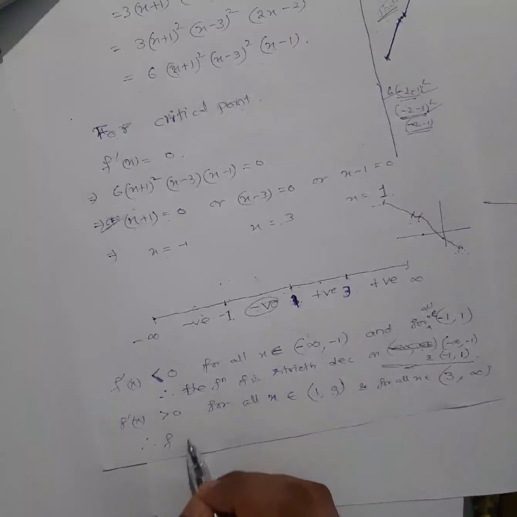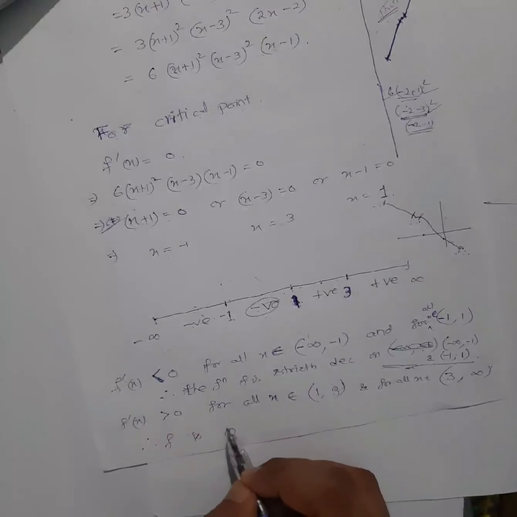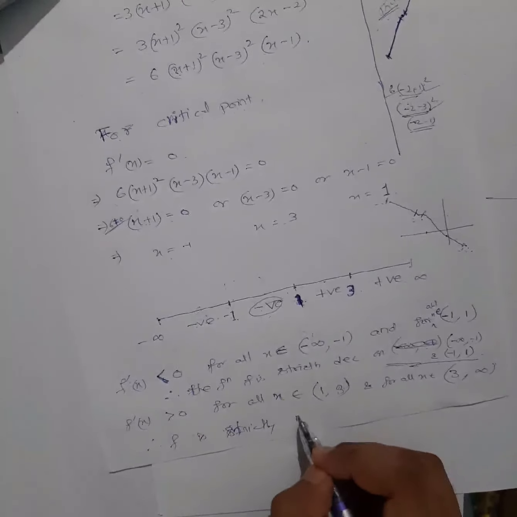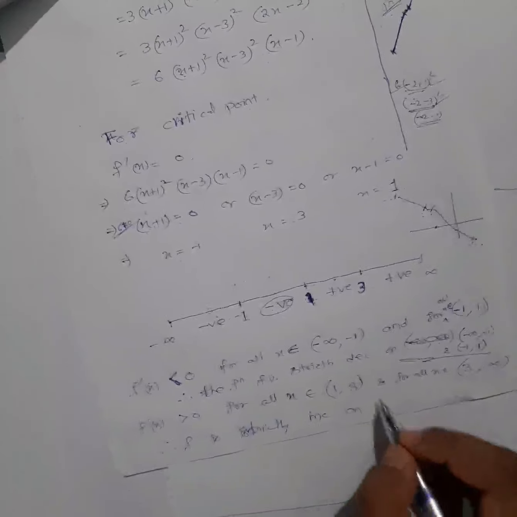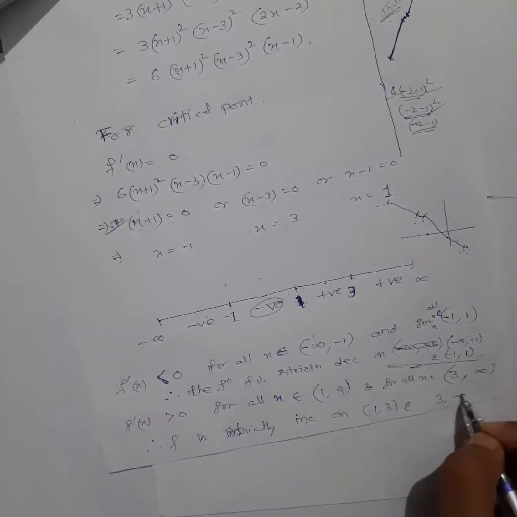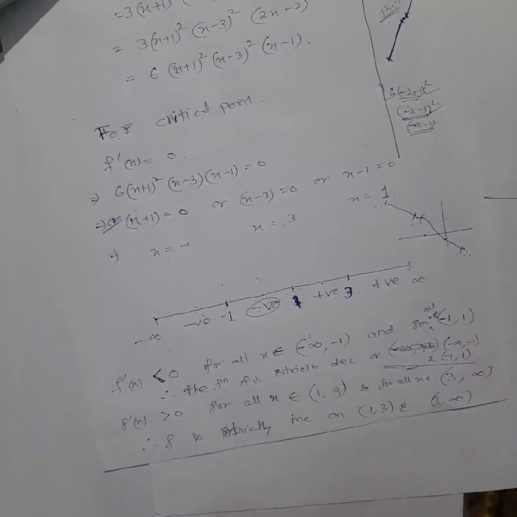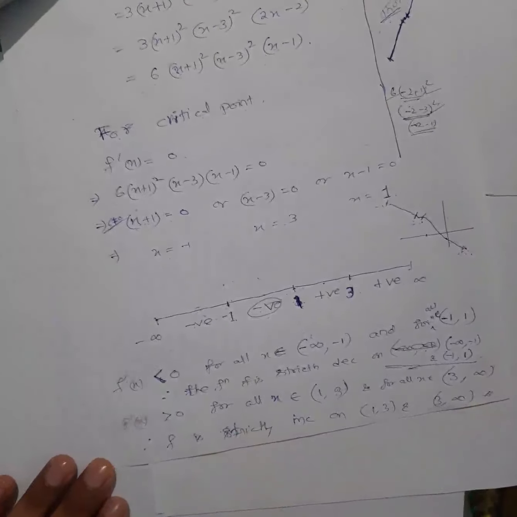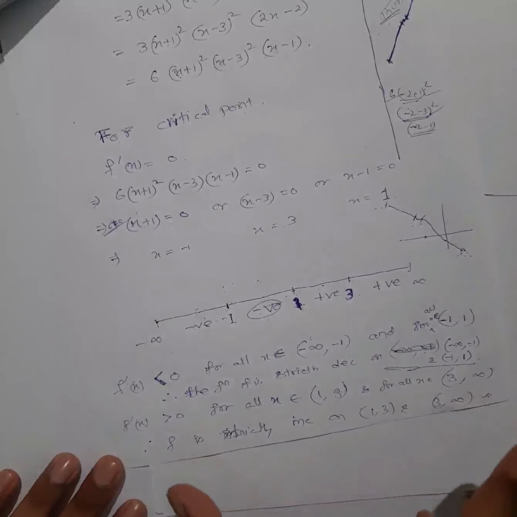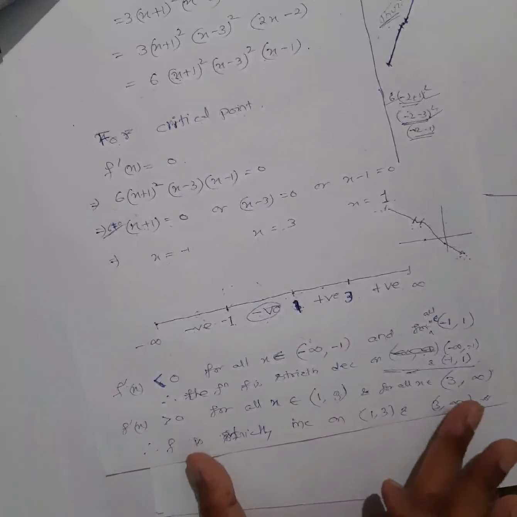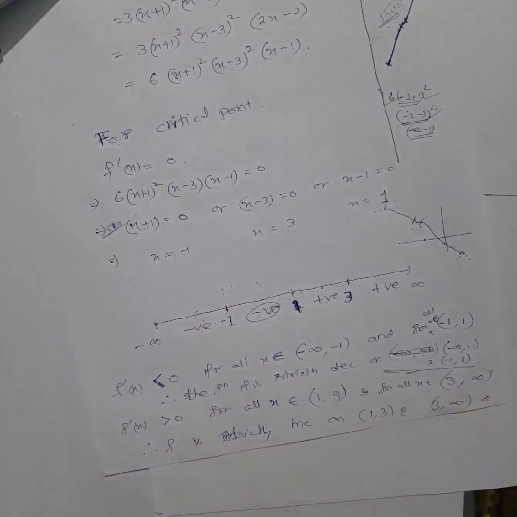Therefore function f is strictly increasing on 1 to 3 and 3 to infinity. So see, I will draw the graph and will explain what exactly it means. So here the answer is over, okay. So you might be thinking it was same like the previous question. Yes, it is same, but there is a lot to understand again, okay. So let me show you in the graph.